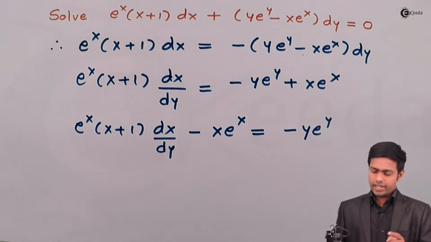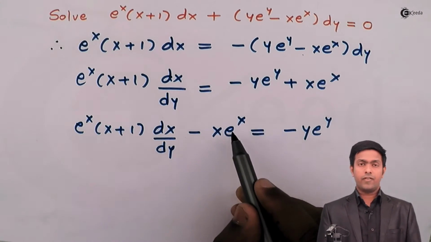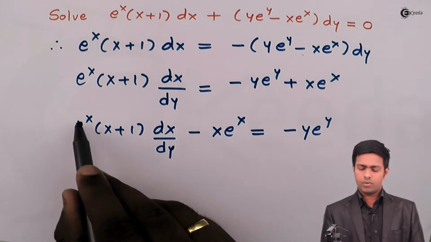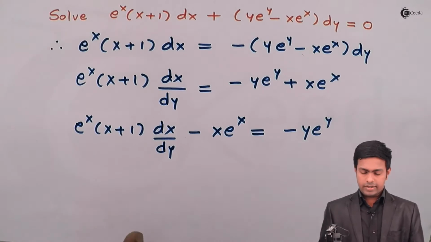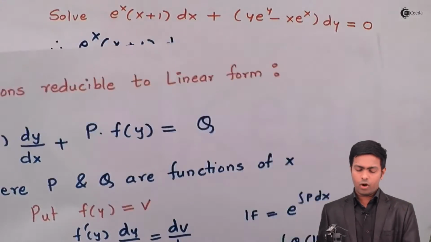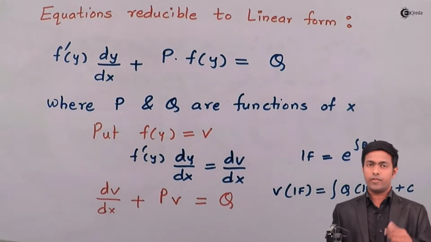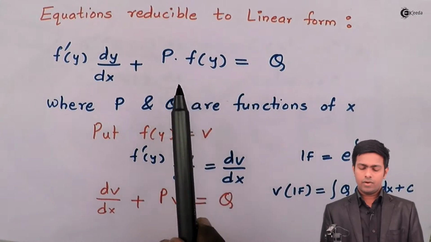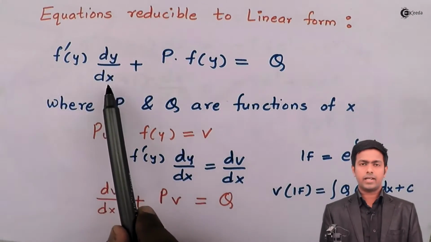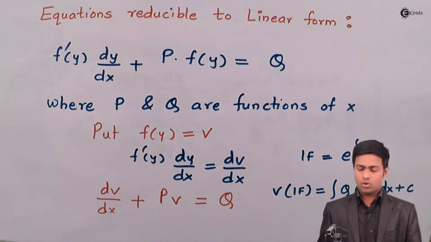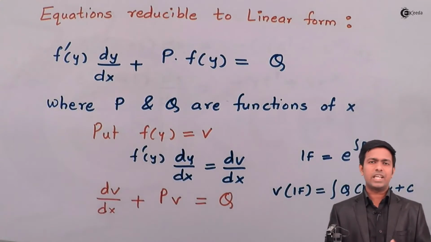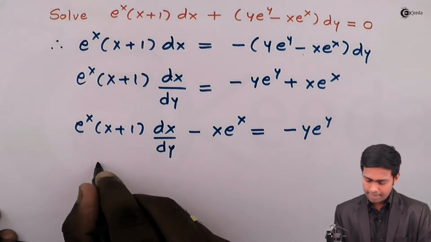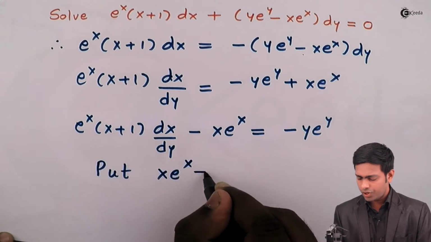Now guys, here if you check this term, and if we put this term as v and find the derivative of that term, then it is exactly equal to this term. So this equation is matching with the form of an equation reducible to linear form, which says that we can put f(y) as v and its derivative will be f'(y) dy/dx, and we can put it as dv/dx. So by doing this substitution, we can reduce the given equation to linear form. So guys, here I'll say put x e^x = v.